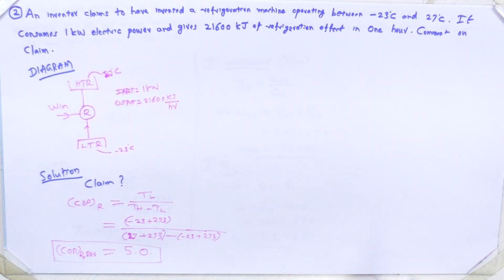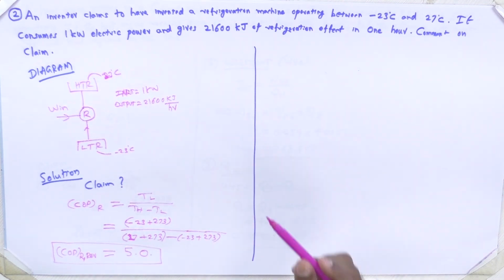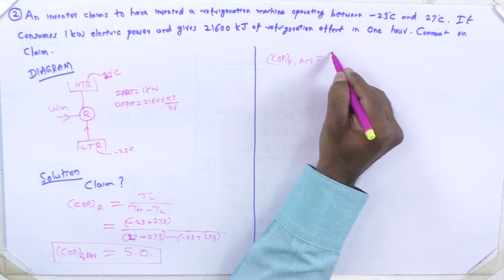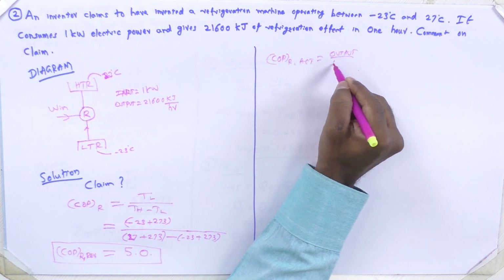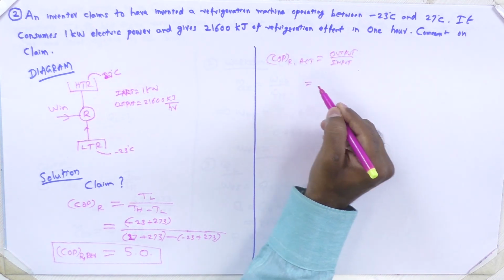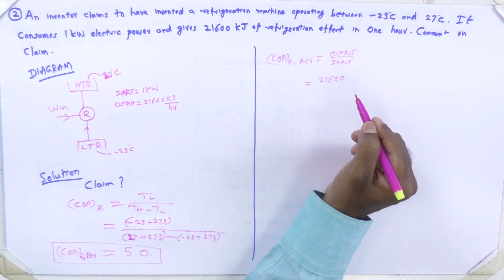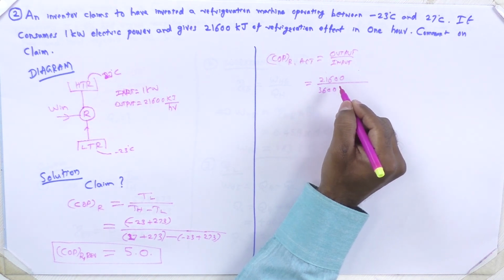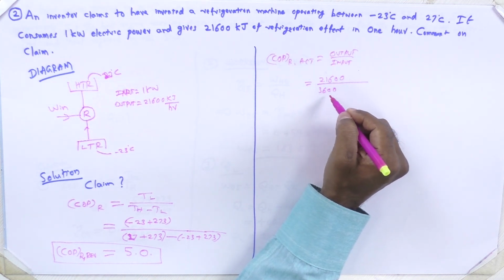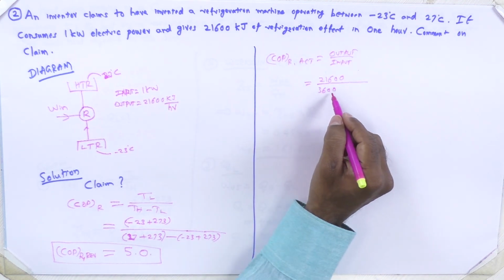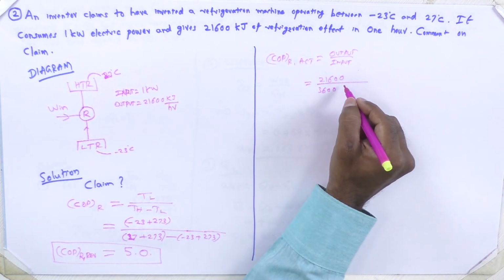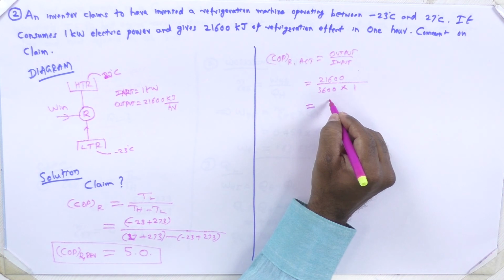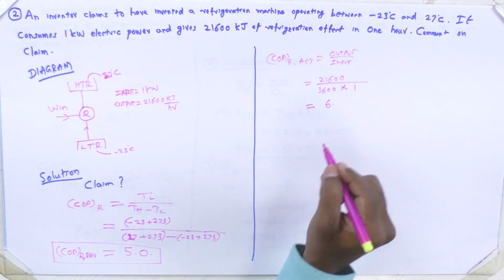Now we can derive the actual COP of the refrigerator, which is given as output by input. Here the output is 21,600 kilojoule per hour, that means 21,600 divided by 3,600. When you divide by 3,600, you get kilojoule per second, which is nothing but kilowatt. The input is 1 kilowatt. When you calculate this value, you get 6.